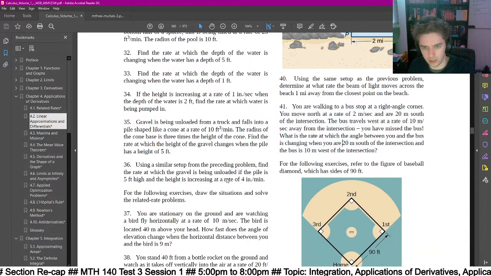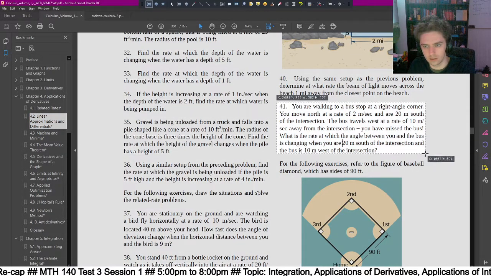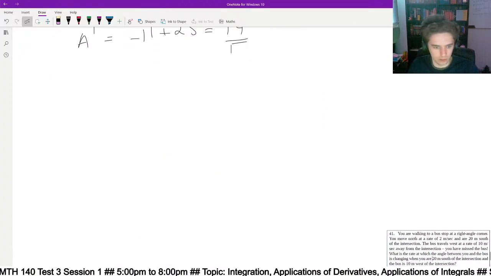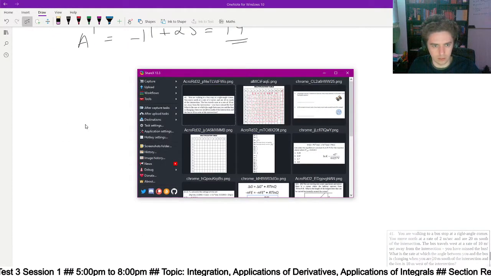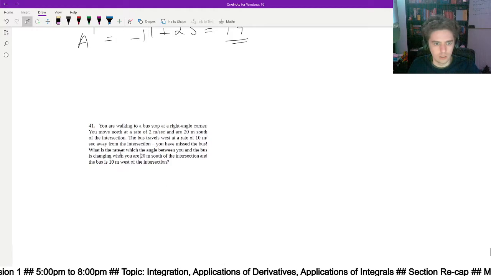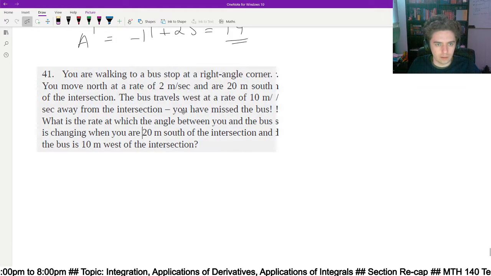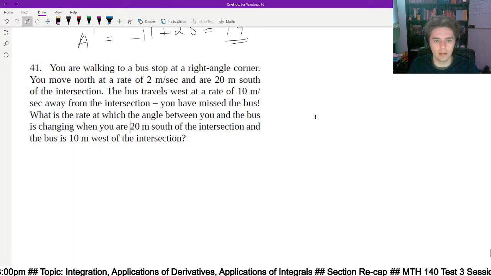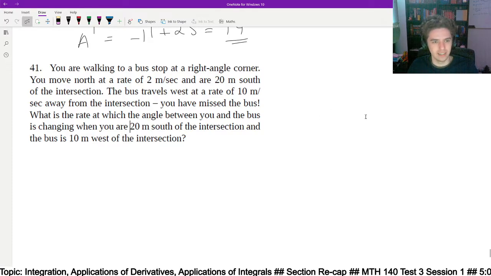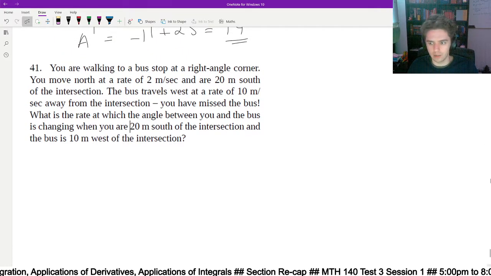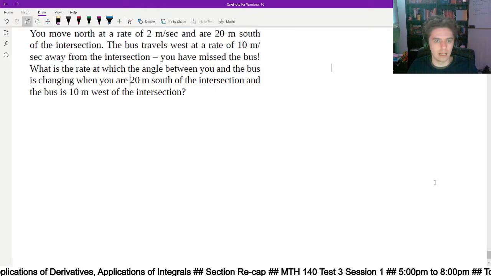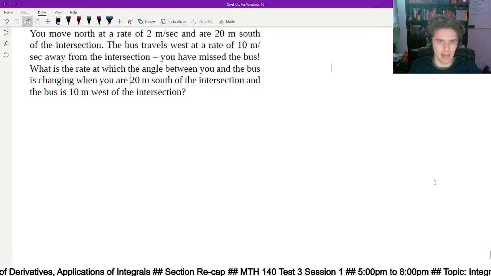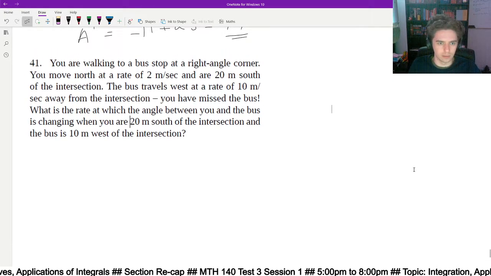I'll take the screenshot. And hopefully the screenshot works because I've been having trouble with the screenshots. Yep, it worked. So you are walking to a bus stop at a right angle corner. Oh yeah, this was a good one actually. You are walking to a bus stop at a right angle corner, and oh no, I moved something.